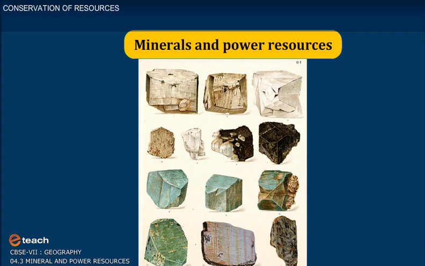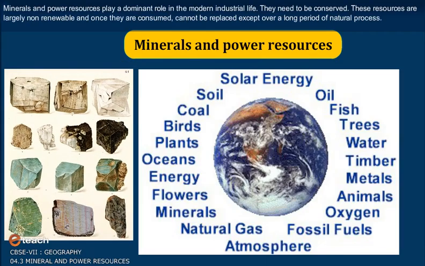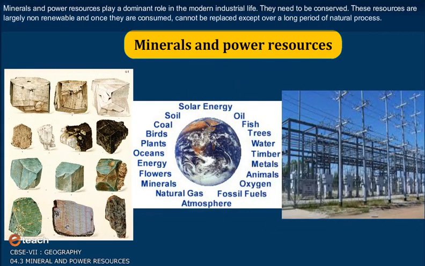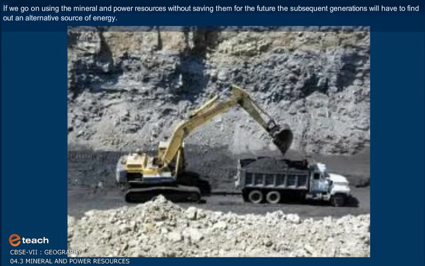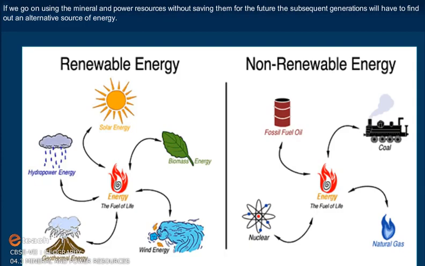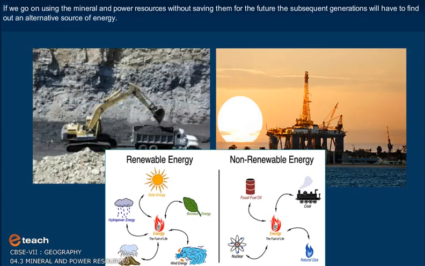Conservation of resources. Minerals and power resources play a dominant role in the modern industrial life. They need to be conserved. These resources are largely non-renewable and once they are consumed cannot be replaced except over a long period of natural process. If we go on using the mineral and power resources without saving them for the future, the subsequent generations will have to find out an alternative source of energy.